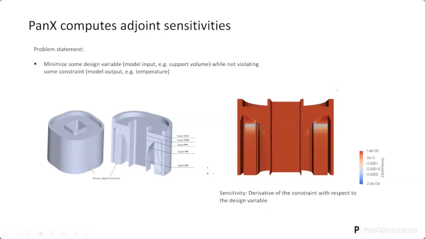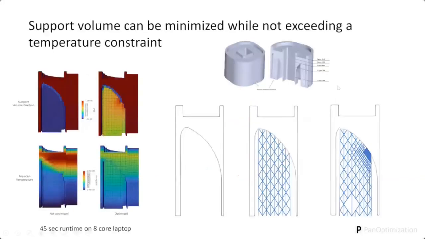And we can feed those sensitivities into an MMA optimizer and very efficiently run optimization problems. So this is the same problem statement. We're trying to minimize support volume while not exceeding a certain temperature. So if we have no support volume, this is turned down to 0 here essentially, we know the part gets very hot. So this is a composite image of the temperature of each layer before the next layer was deposited. These are interlayer or pre-scan temperatures.